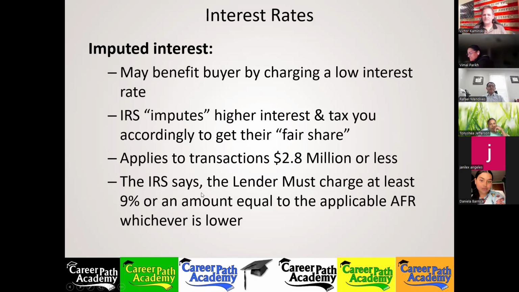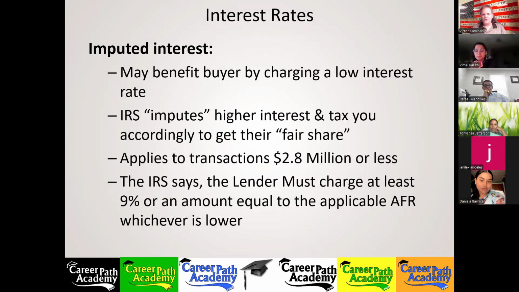The IRS says the lender must charge at least 9% interest rate or an amount equal to the applicable AFR, whichever is lower. Currently, the applicable AFR, that's the applicable federal rate, is lower than 9%. Because if it was at 9% and the lender wanted to make any money, they'd have to charge you more than that. The applicable federal rate is the cost of money to the lender.